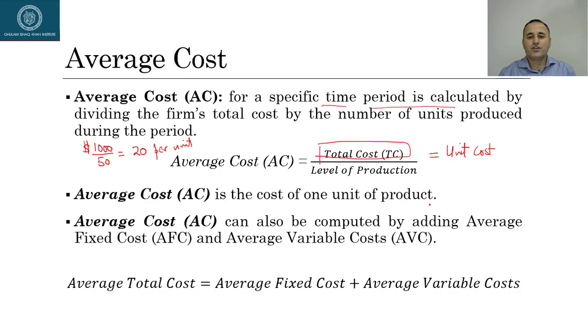Average cost is the cost of one unit. Average cost can also be computed by adding average fixed cost and average variable cost. Total cost is fixed cost plus variable cost. If I divide it by the total number of units, so divide both sides by n, this is the average fixed cost, again grade 6 mathematics, and average variable cost. So, plain simple.